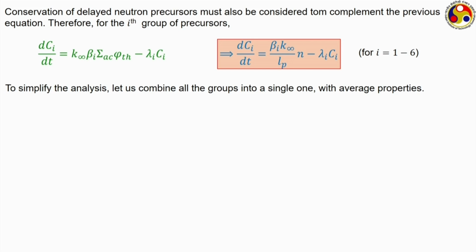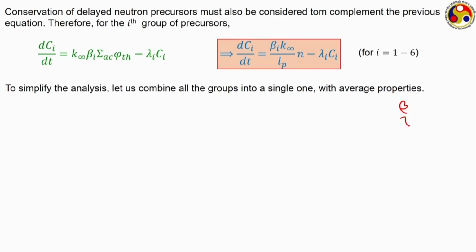If we are dealing with the 6 group model, then there was one equation for neutron density, and now there are 6 equations for the concentration of delayed neutron precursors. So, there are a total of 7 equations in the framework, which is not possible to solve in a simple analytical framework of a class. So, we are combining all these 6 groups together into a single group where the total delayed neutron fraction is beta, the decay constant is lambda, and the total concentration is C. Remember, C refers to the summation of C_i, where i varies from 1 to 6, and similarly lambda and beta can be calculated as the average quantities for all the 6 groups together.